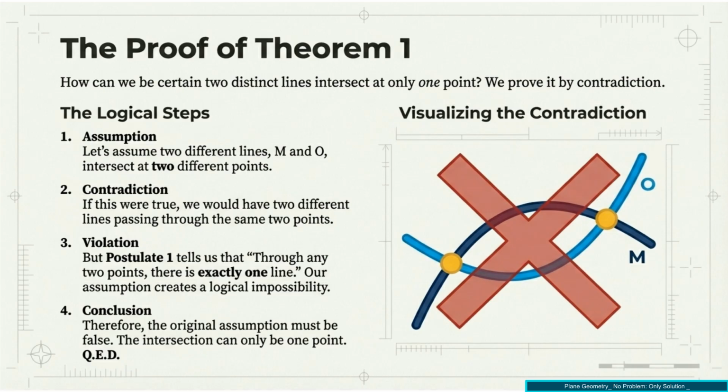We prove Theorem 1 by contradiction. If we assume 2 lines intersect at 2 different points, it violates postulate 1, which guarantees exactly one line through any 2 points. Thus, the intersection can only be 1 point. You may pause the video and follow along with the proof.